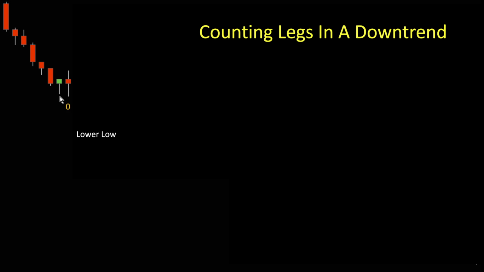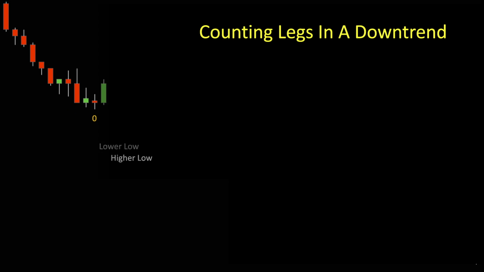Even though we had this bullish candle, the low is still below the previous low. This low is below this previous low. This low is below this previous low. So the count is zero. Another low, zero, zero. Lower low, zero.